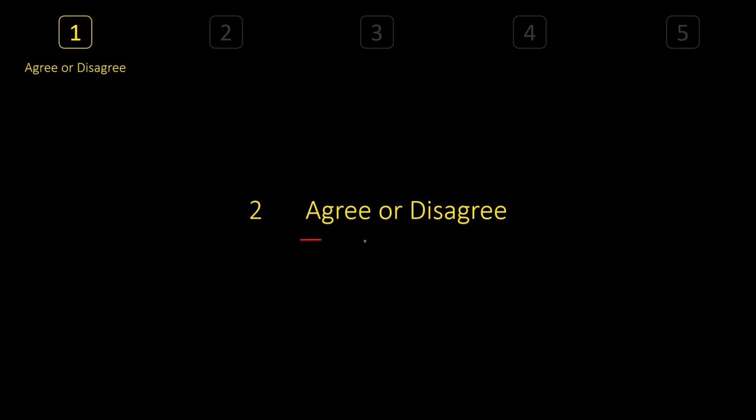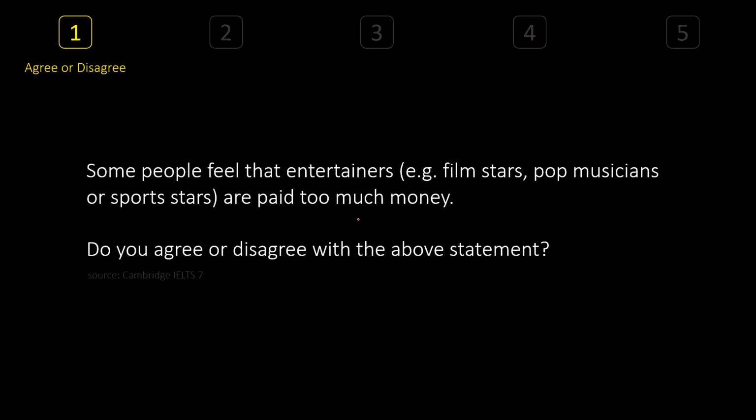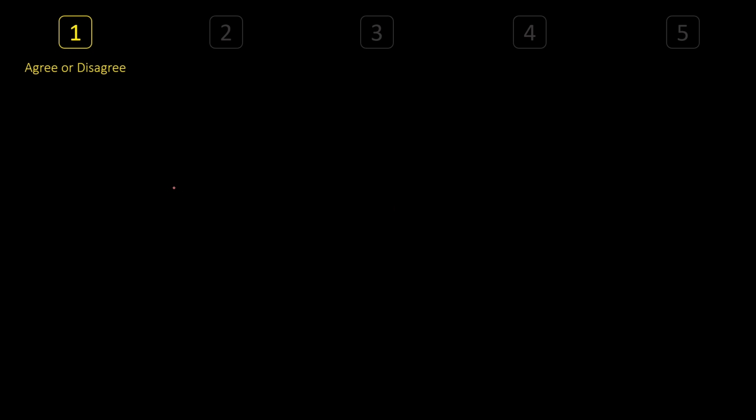The second one is directly agree or disagree. You say, some people feel that entertainers, for example film stars, pop musicians, or sports stars are paid too much money. Do you agree or disagree with the above statement? You got my point. So overall, what you get is here to agree or disagree. Earlier we got the extent of the agreement. Remember, there's no different answer for both of the questions. There's a single answer.